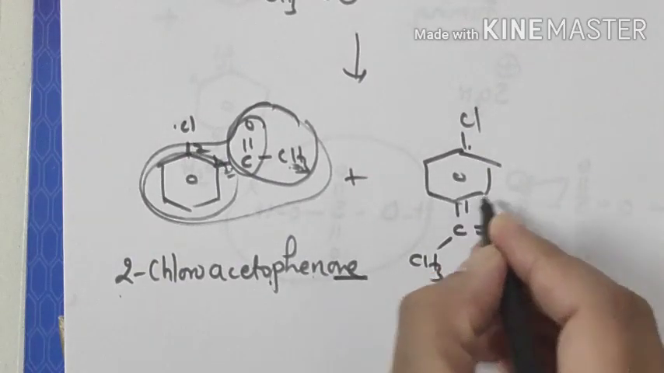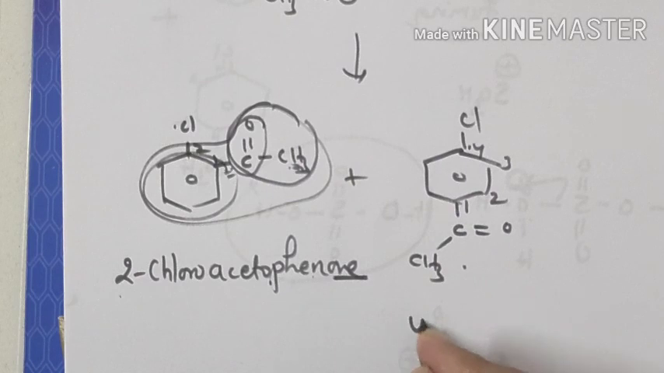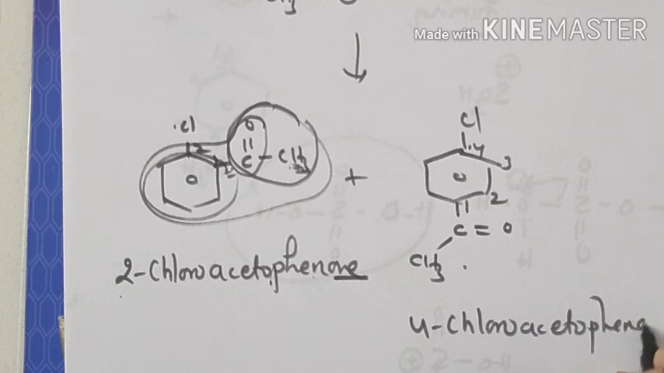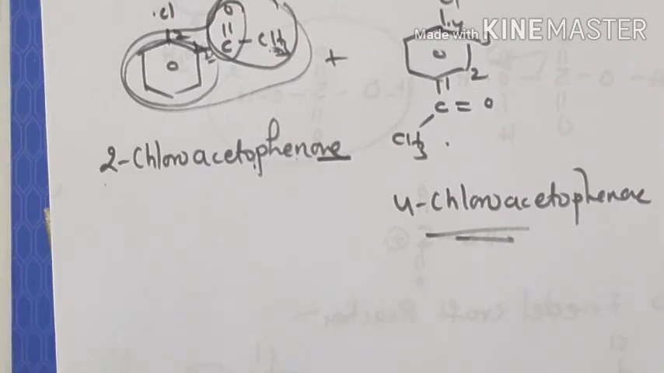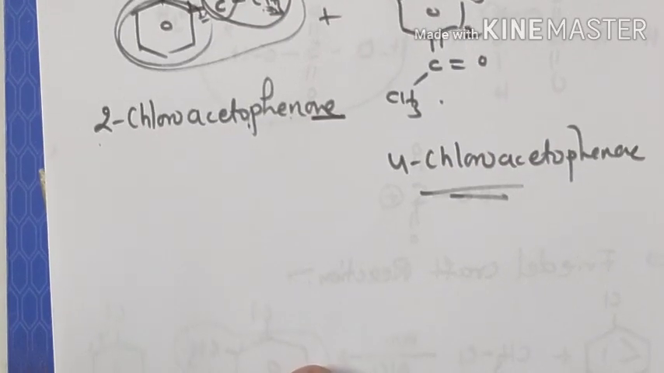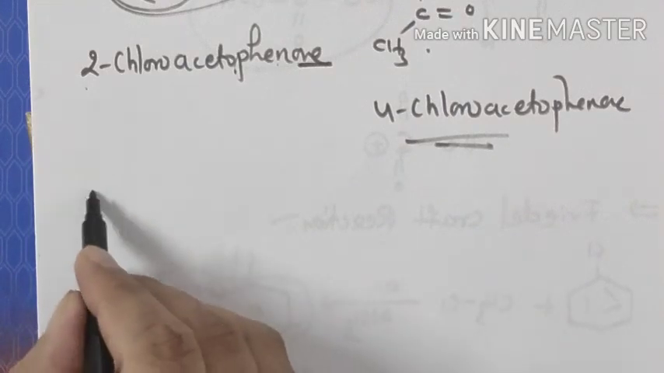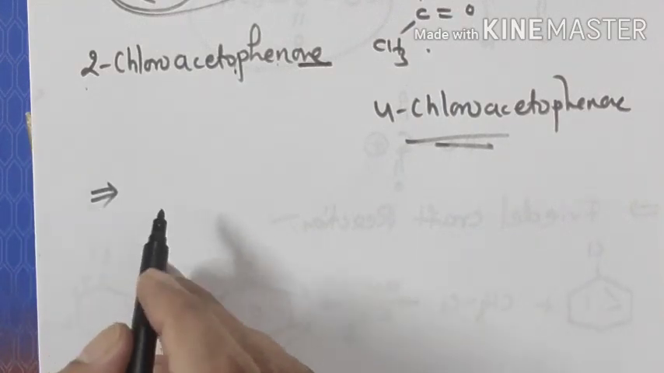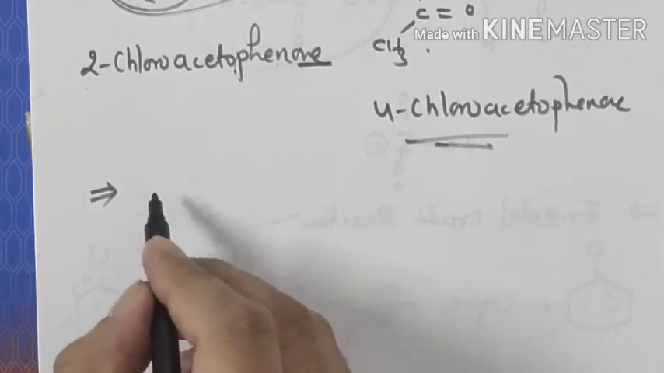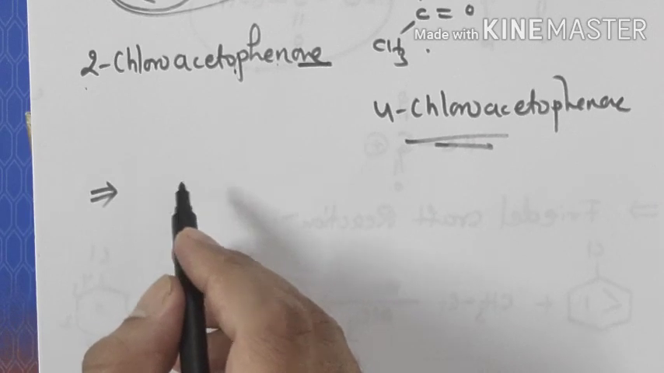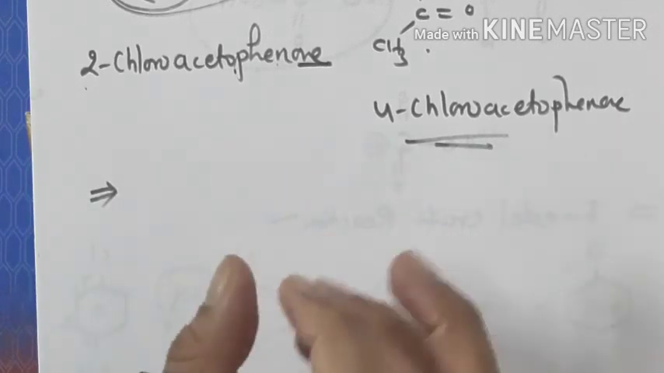And what is the name of this? 1, 2, 3, 4. So it will be 4-chloroacetophenone. Right? Clear? Okay. So here we completed all the important reaction part. Students, the next part will be your homework. I mean that you have to do by your own self. Okay, this is the uses and effect on the environment of some polyhalogen compounds.